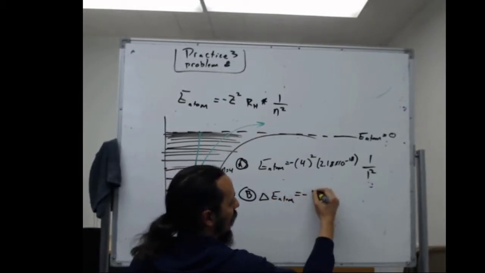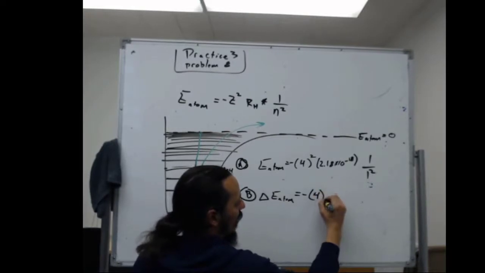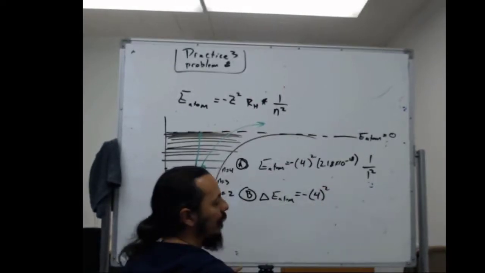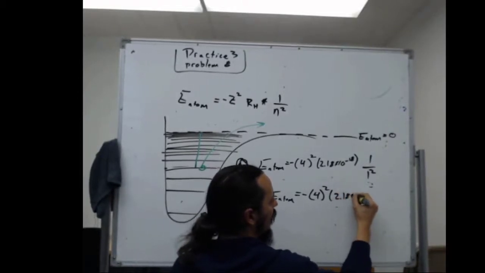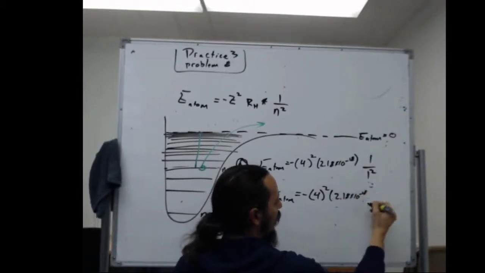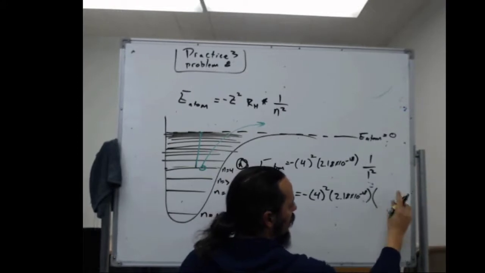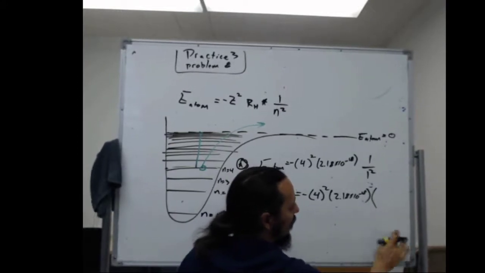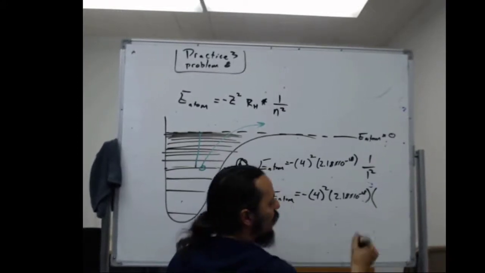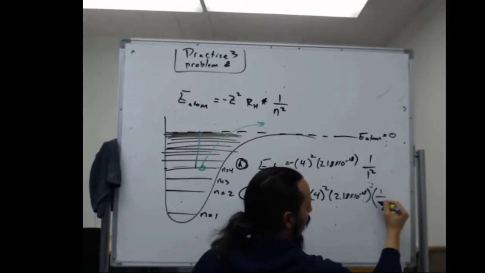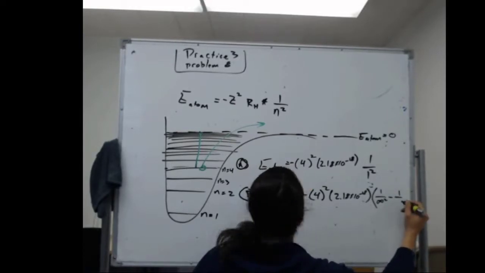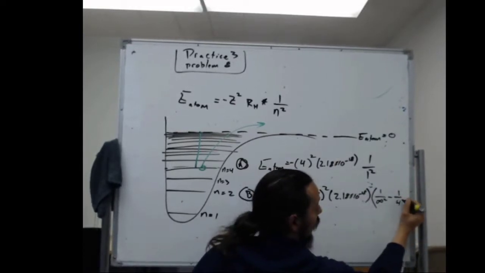That's going to be negative z squared. Again, for me, since I've got beryllium, it's 4 squared, times the Rydberg constant, 2.18 times 10 to the minus 18, times, this essentially becomes a Rydberg equation where I've got 1 over n final squared minus 1 over n initial squared. So I'm going to have 1 over infinity squared minus 1 over 4 squared.